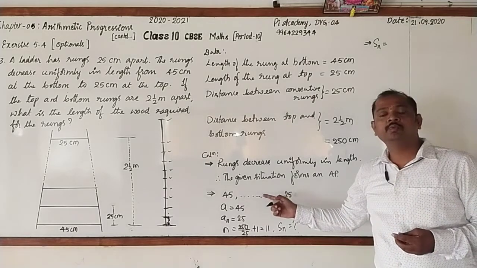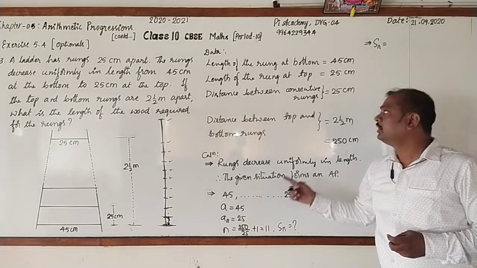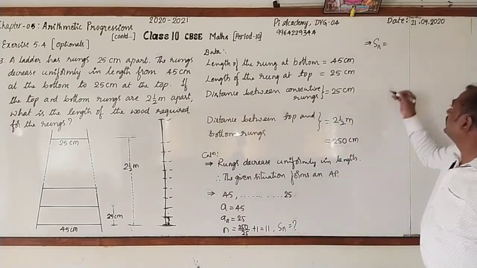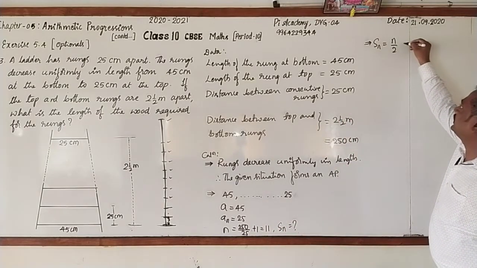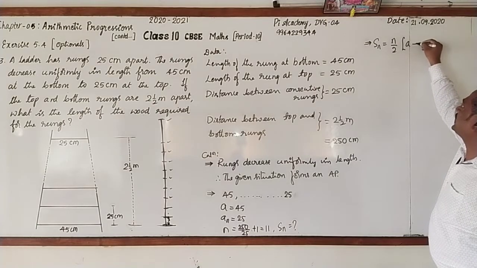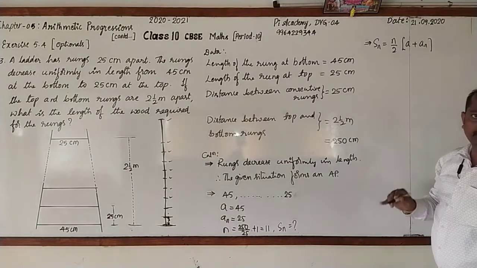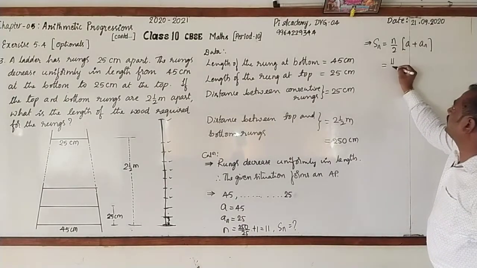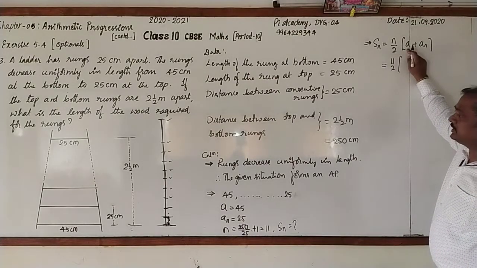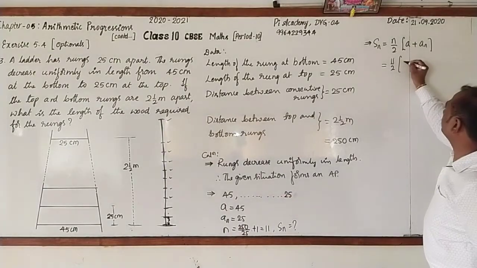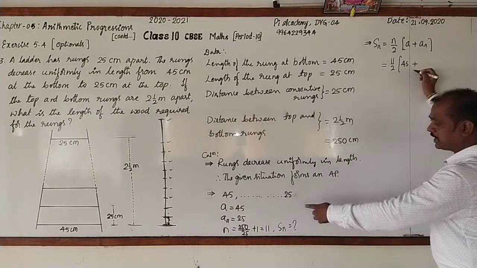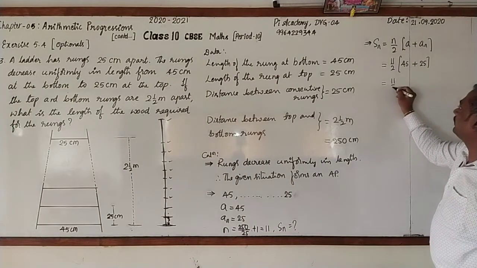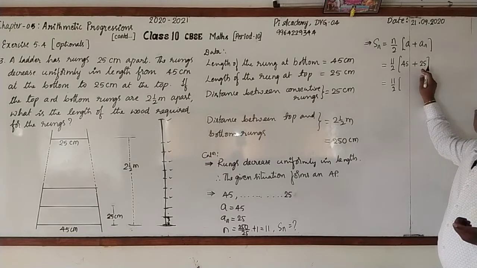But here we do not know the common difference. But we know the first and last term and the number of terms. Hence we shall use the formula Sn equal to n by 2 into (a plus an). Got it? Where n is 11, so 11 by 2 into a, which is 45, then the last term, this is 25.